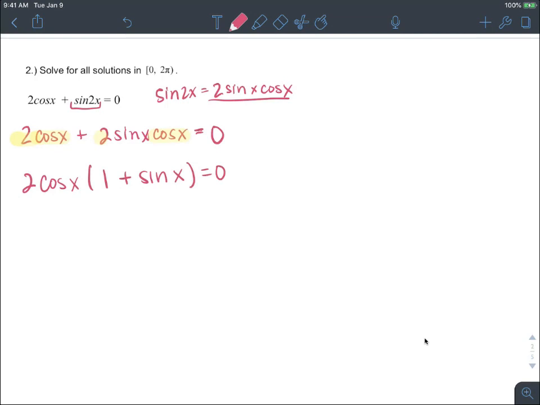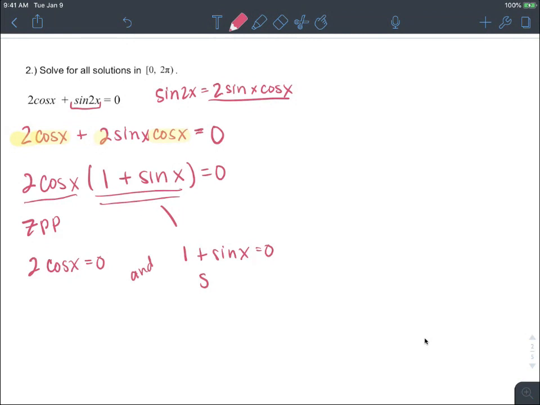Now I have 2 factors here, so 2 pieces being multiplied together. So we can use the zero product property. So 2 cosine of x is equal to 0, and 1 plus the sine of x is equal to 0. Okay, so sine of x is equal to negative 1, and the cosine of x is equal to negative 2. Just kidding. The cosine of x, I'm going to divide by 2, is equal to 0.